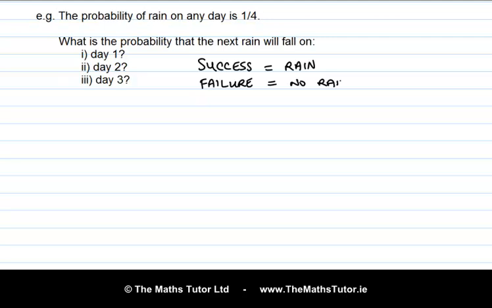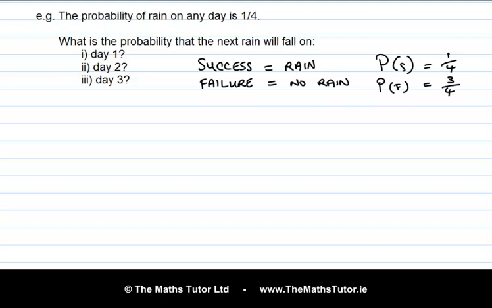The probability of success in this case is a quarter. And the probability of failure is 3/4. If we have two events and one of them must happen, then their total probability must add up to 1. So if the probability of rain is a quarter, then the probability of failure is 3/4. Now what is the probability the next rain will fall on day 1, day 2, or day 3?